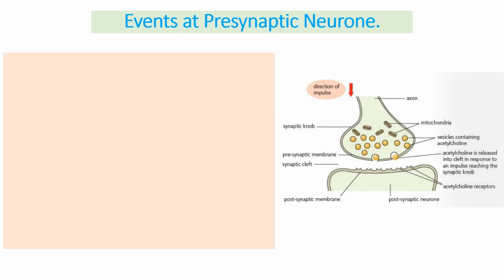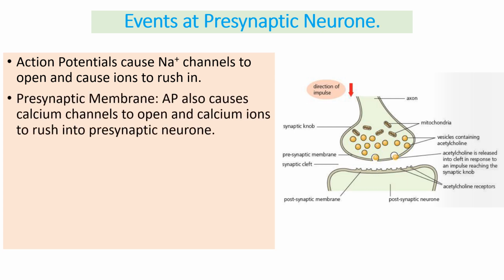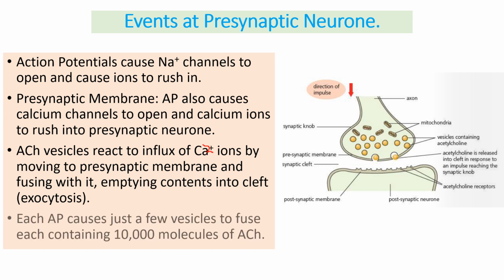Then in detail, the action potential arrives in the presynaptic membrane, causes sodium channels to open and ions to rush in. This also causes calcium channels to open and calcium ions to rush into the presynaptic neuron. This causes the acetylcholine vesicles to react to the influx of calcium ions by moving to the presynaptic membrane. Sorry, I've got to change that to 2+, it's not good. And that fuses it, emptying the contents into the cleft. Each action potential causes just a few vesicles to fuse, each containing up to 10,000 molecules of acetylcholine.